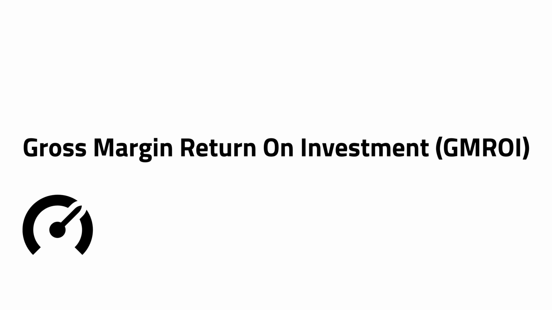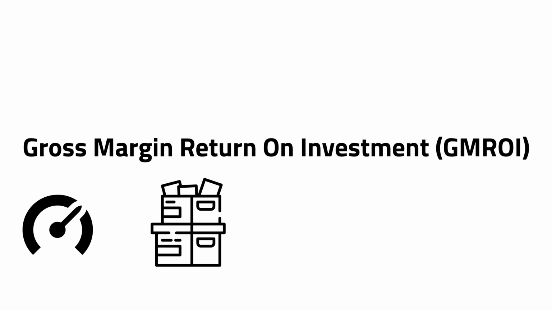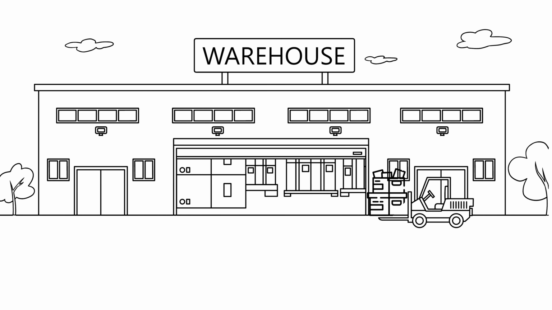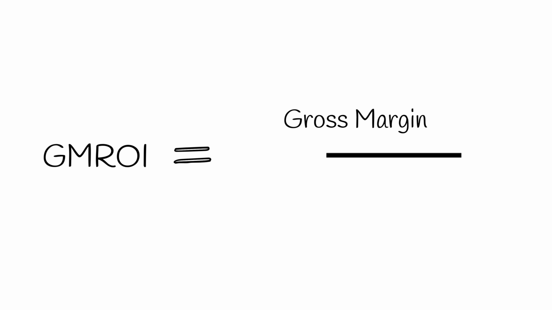GMROI, or gross margin return on investment, is a financial metric used by businesses to determine the profitability of their inventory. It is an essential tool in inventory management that can help businesses maximize their profit margins by optimizing inventory levels and pricing strategies. GMROI is calculated by dividing the gross margin by the average inventory investment.